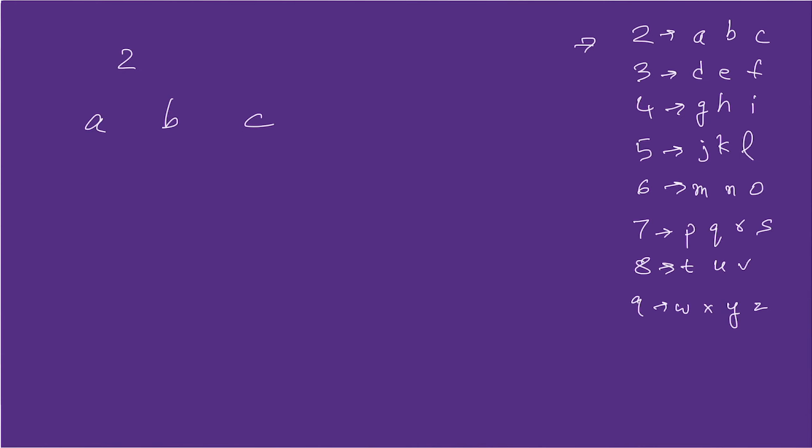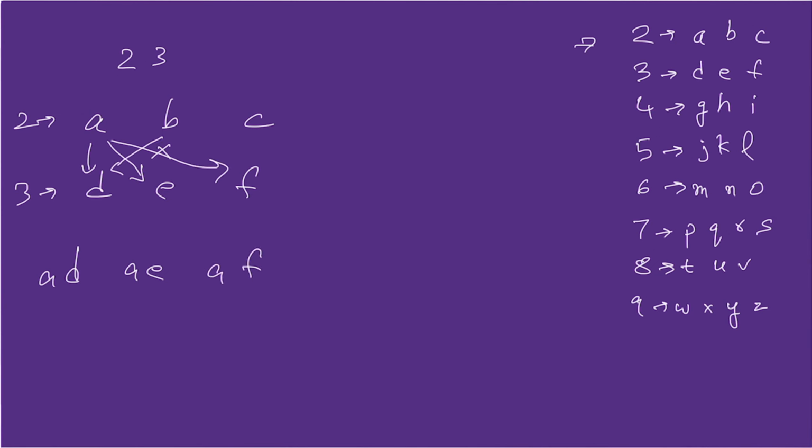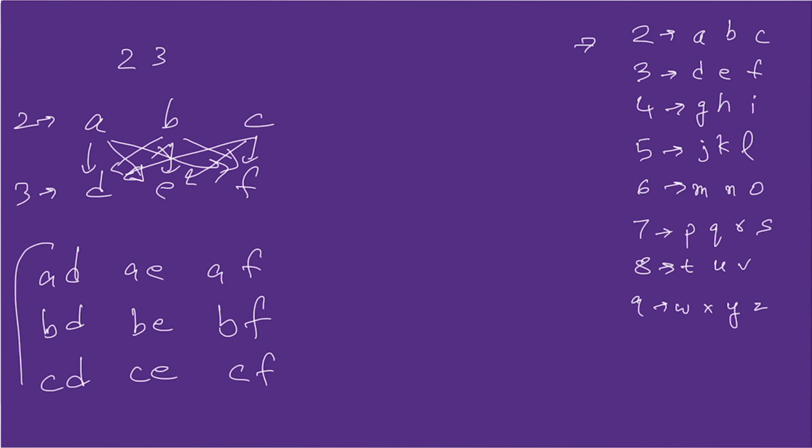Now let's say we had to add 3 to the string as well. Then we have ABC from 2, and DEF from 3, and we create all the possible combinations from them. So we end up with A and D, which is AD, then AE, then AF. Then we do the same for B, we get BD, BE, BF, and similarly CD, CE, and CF. And this becomes our answer.